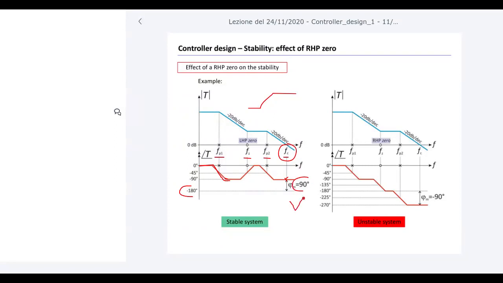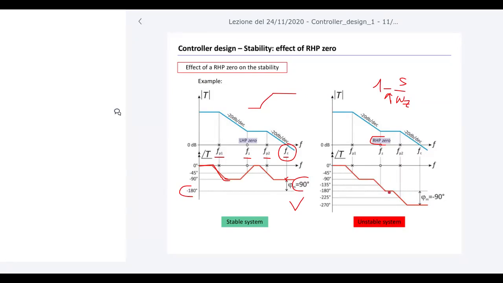Good. Suppose now that in place of the left half plane zero, you have, say, the right half plane zero. So a zero which is located in the wrong side of the complex plane, the right half plane. So it is described as 1 minus s over omega z. Okay? This is the sign that you are in the wrong plane. In that situation, what about the magnitude? Nothing changes. The magnitude of the loop gain is the same as before, because in terms of magnitude, there is no difference between a left half plane zero and a right half plane zero. The difference comes out in phase.